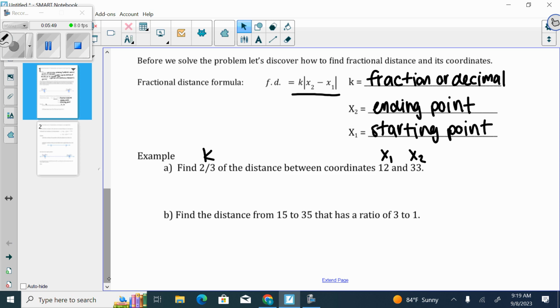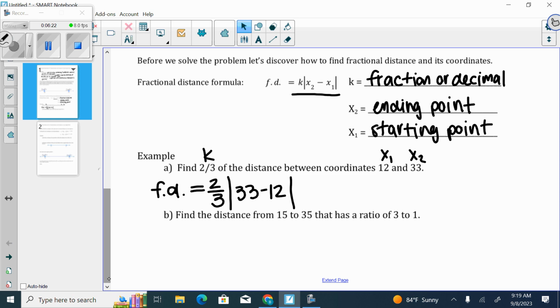Now I'm just going to go and substitute all of this information into the fractional distance formula. So I'm going to have that fractional distance is equal to k, which for us, you guys said that was 2/3, times the absolute value of x2 minus x1. What's that going to be for us? 33 minus. Good. Okay, and just like we talked about yesterday, we treat those absolute value bars like we would a parentheses.